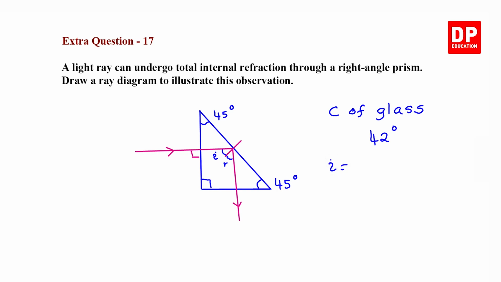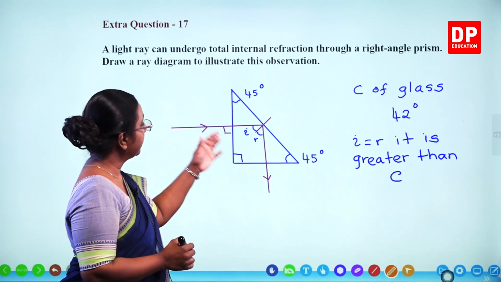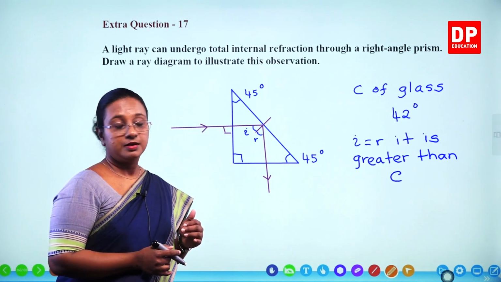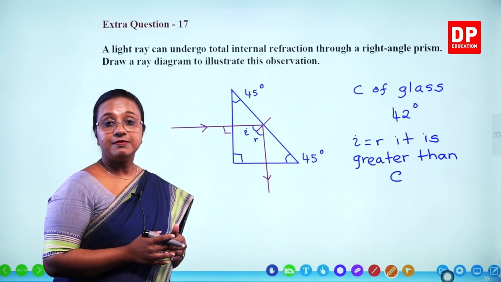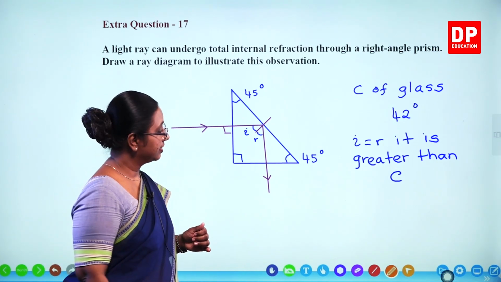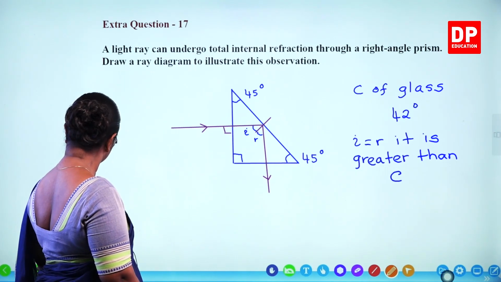I is equal to R and it is greater than C. That is the critical angle. And this is how the total internal reflection takes place. So, with that, I will move on to the next one.